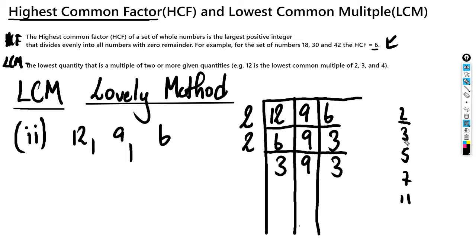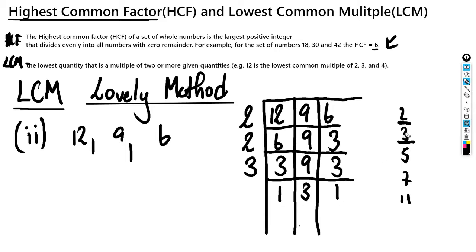Then we're gonna do the same thing here again. Can any of these numbers be divided by 2? No. All right, so we're gonna move on to 3. Can any of these numbers be divided by 3? Yes, all three of them can be divided by 3. So we're gonna divide all three of them. Then we're gonna get 1, 3, and 1, okay? Then we're gonna start again.